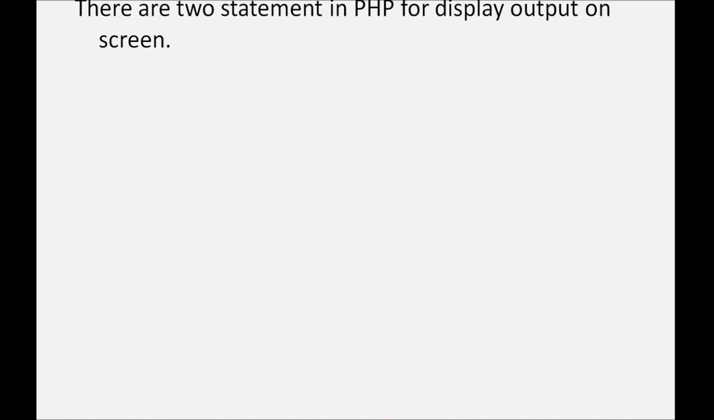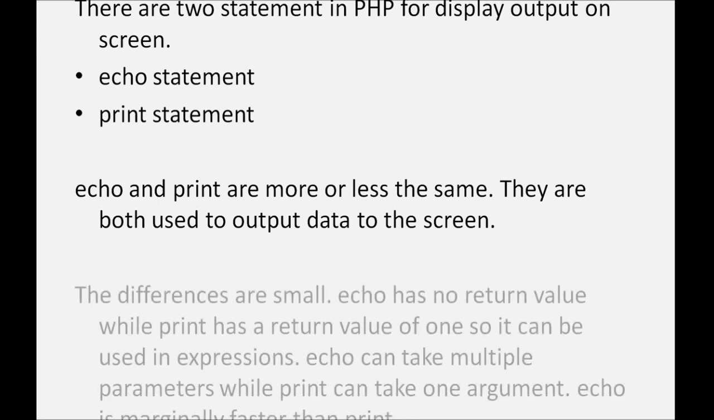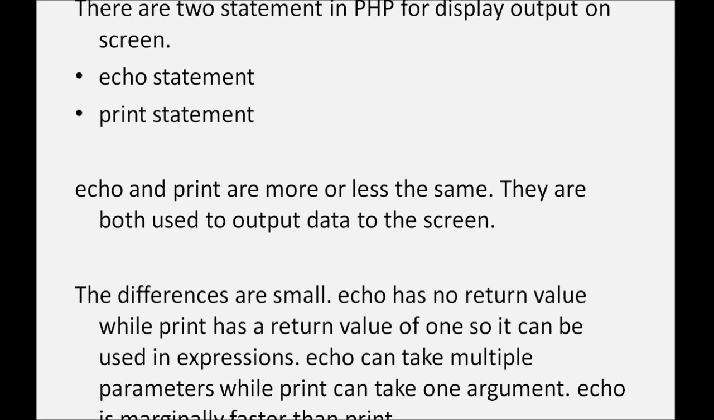There are two statements in PHP for displaying output on screen: echo statement and print statement. Echo and print are more or less the same. They are both used to output data to the screen. The differences are small. Echo has no return value, while print has a return value of 1, so it can be used in expressions. Echo can take multiple parameters, while print can take one argument. Echo is marginally faster than print.